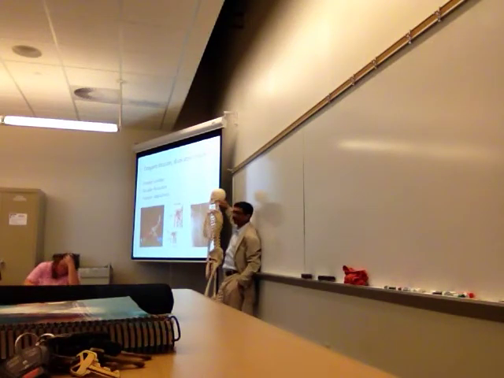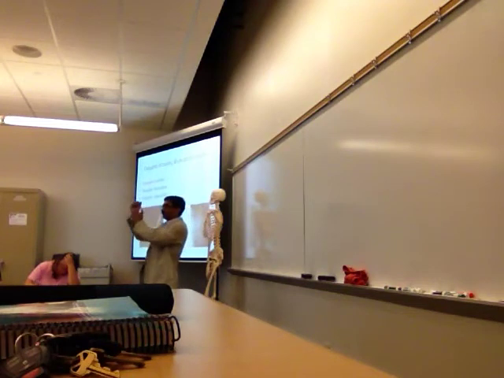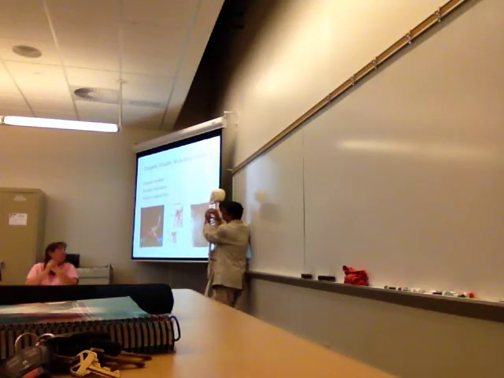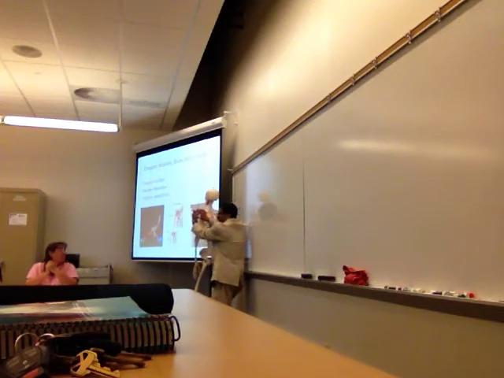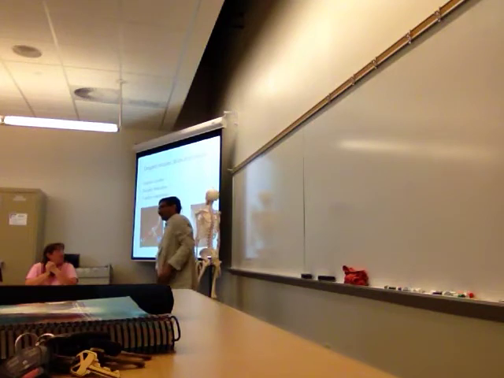acromioclavicular joint. You know this joint. This is the clavicle and this is the acromion. So, acromioclavicular joint. If this joint dislocates, then what can happen? This part, whole upper limb will drop down like this. So you will see that one side of the patient is like this. That is called the dropped shoulder.